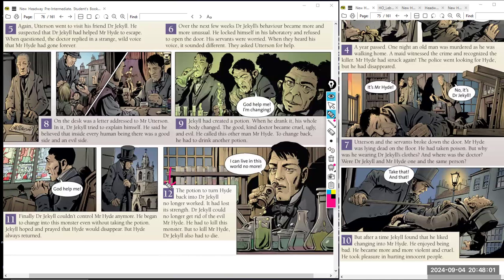12. The potion to turn Hyde back into Dr. Jekyll no longer worked. It had lost its strength. Dr. Jekyll could no longer get rid of the evil Mr. Hyde. He had to kill this monster. But to kill Mr. Hyde, Dr. Jekyll also had to die. I can live in this world no more.